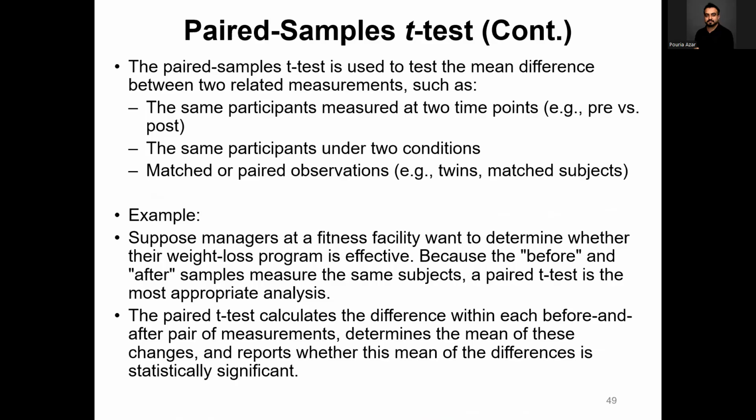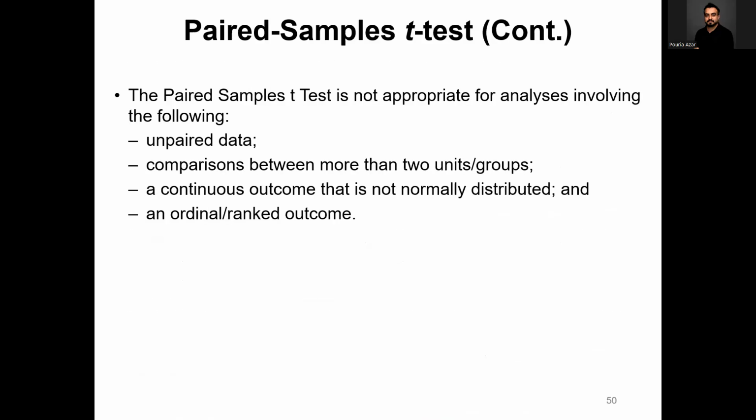So the paired t-test, or dependent t-test, or repeated measures t-test, calculates the difference within each subject, within each sample, before and after, within each pair of measurements. It determines the mean of these changes and reports whether this mean of the difference is statistically significant.